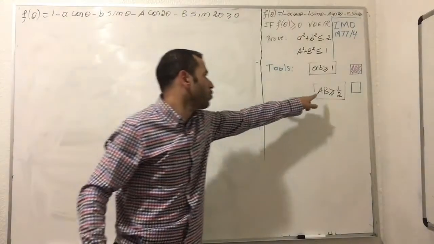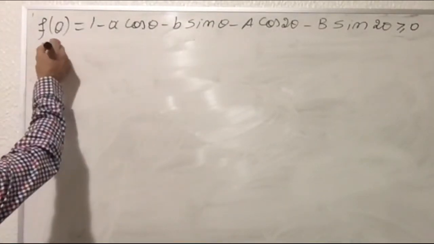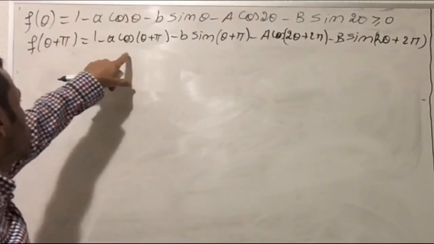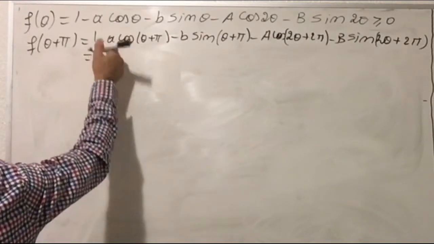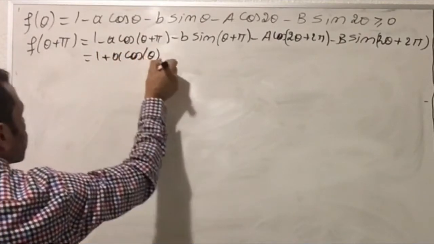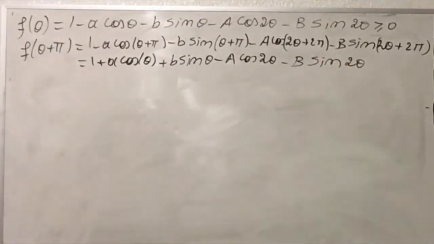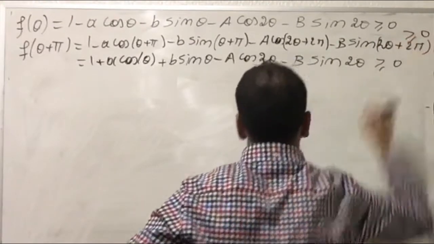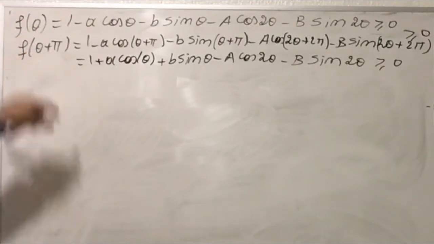Now I'm going to verify this second identity. So I'm going to evaluate f of theta plus pi. I'm going to distribute this one. Cosine of theta plus pi equals minus cosine theta, with this sign outside becoming plus 1 plus a cosine theta. This is always superior or equal to 0. I'm going to add the first inequality and the second inequality to see what the expression is.